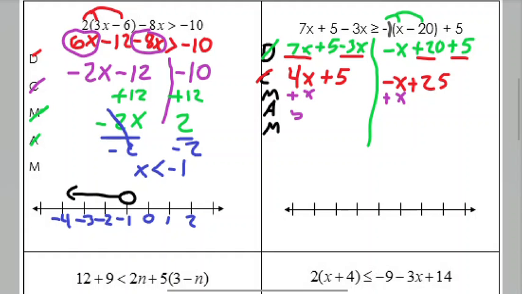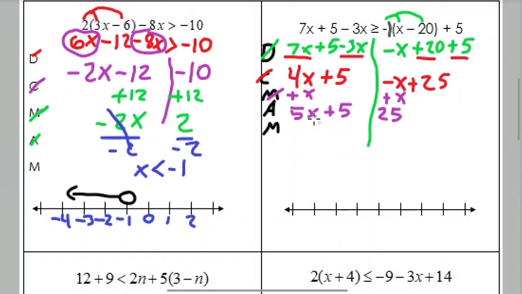4x plus 1x will give me 5x. And then I can bring everything else down. On my right side, I just have 25 left because these x's cancel out. And I'm done with moving my variables to one side. Now it's a two-step equation, a two-step inequality, I mean.